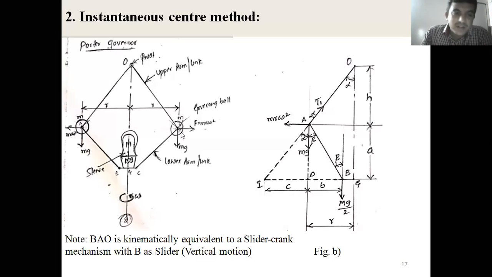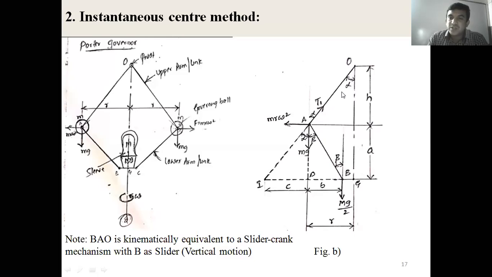Here for a Porter governor, we'll consider only the left side portion. Now you can see OAB. O stands for the pivot point of the upper arm and the governor shaft axis. Point A is where the governor ball is attached. Point B is where the weight of the sleeve acts. Now see OAB. As this upper arm moves radially outward or inward, what happens at point B? It moves in the upward and downward direction, which means it is a reciprocating motion.